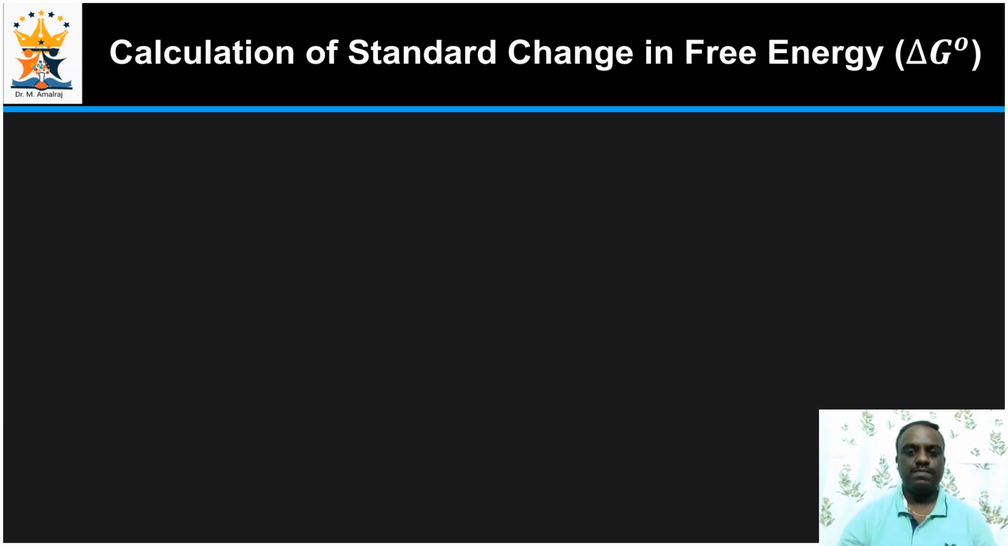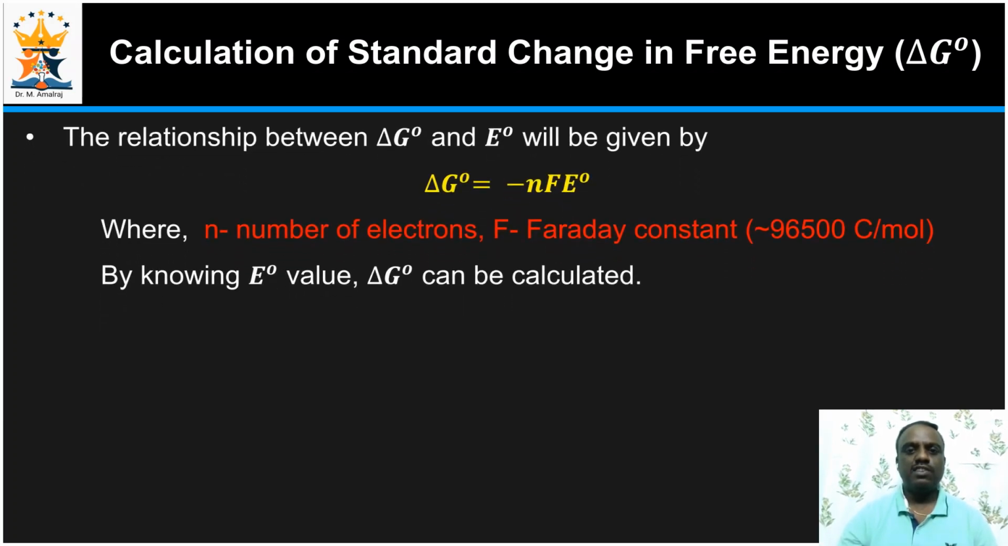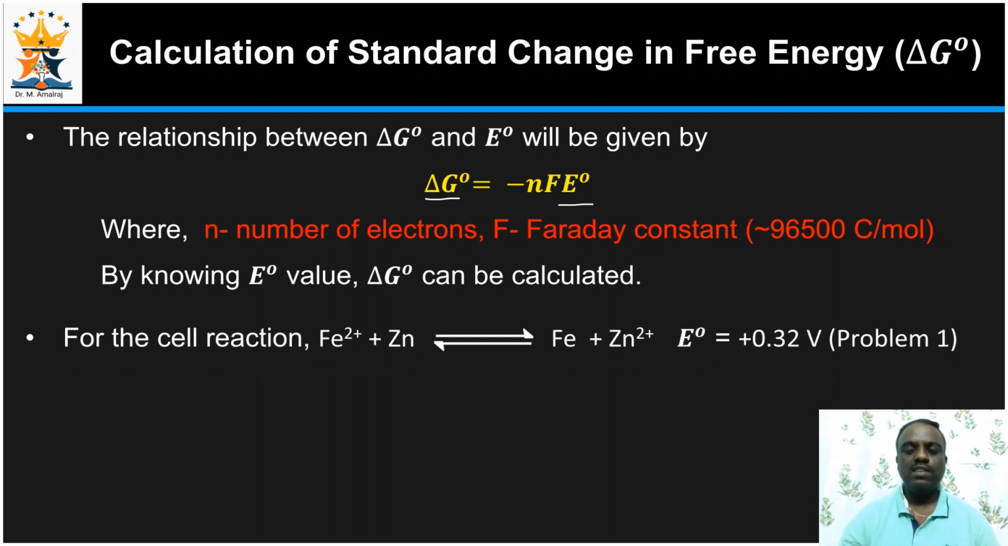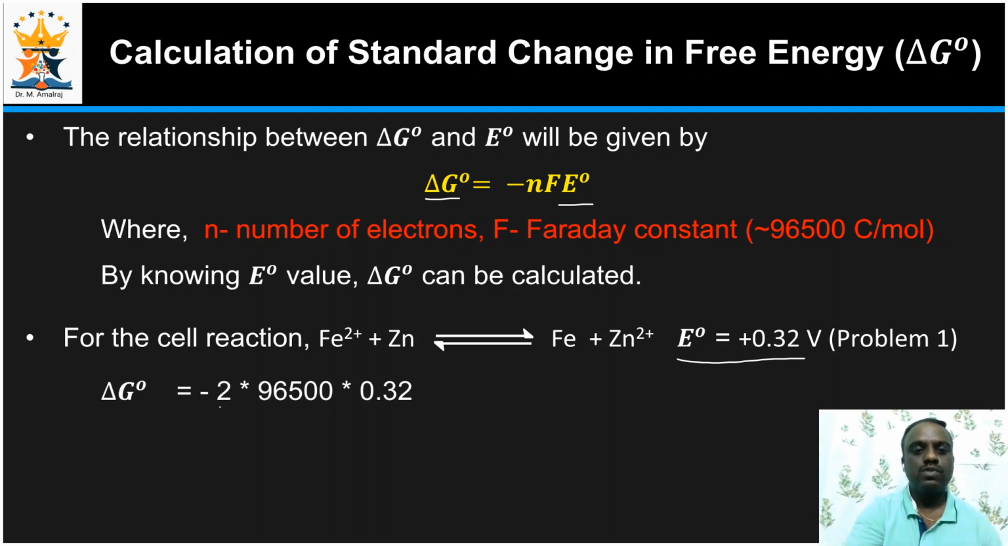Now let us learn how to calculate the standard change in free energy. We know this expression: delta G naught is equal to minus n F E naught, where n is the number of electrons and F is Faraday's constant. By knowing the E naught value, we can calculate delta G naught easily. So this is the result of problem 1. The E naught value is given for this galvanic cell reaction, so we can easily calculate delta G naught. So delta G naught is equal to minus 2 into Faraday's constant multiplied by the E naught value. Here the number of electrons involved in this cell reaction is 2.